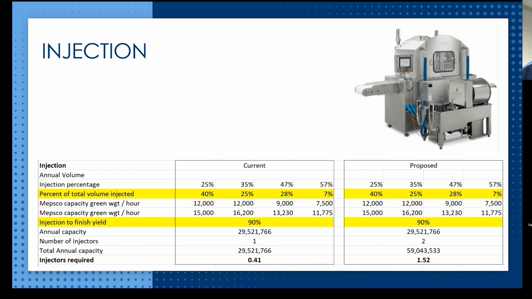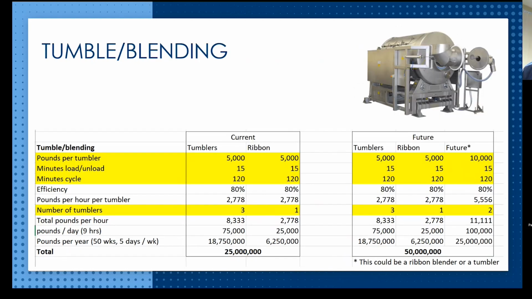We incorporate efficiencies to determine what the capacity is for that particular piece of equipment. And then we look at, do we need multiple of those, or is that one okay to hit our ultimate goal? And as we move along, this particular process went from injection into tumbling.